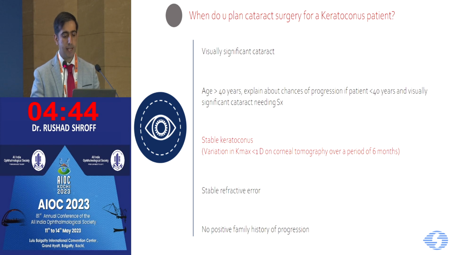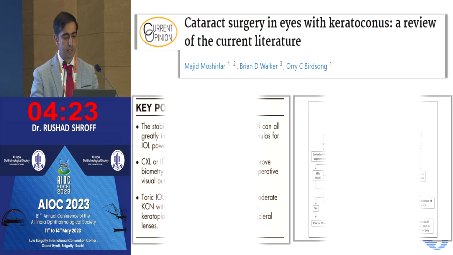So when do you plan a cataract surgery for a keratoconus patient? There should be a visually significant cataract, and it's very important that the keratoconus should be stable. That's important to look at on the tomography. Look at Kmax values; they should not deviate more than 1 diopter over a 6-month period. There should also be a relatively stable refractive error and no history of progression at that point in time.